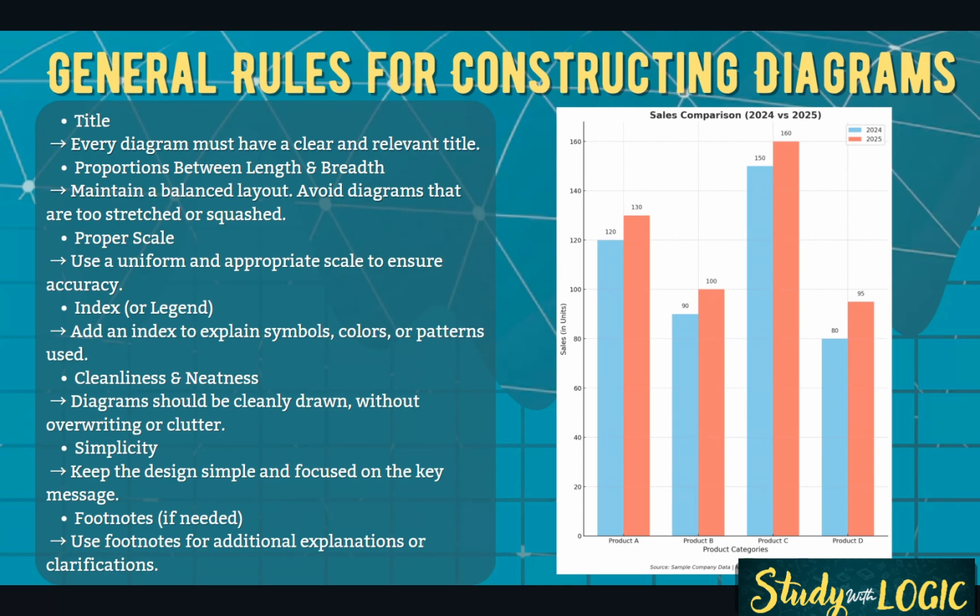The next one is index. An index should contain the various types of shades, colors, or lines used in the diagram. Index helps the reader in understanding the diagram. The next one is cleanliness and neatness. Diagrams must be drawn neatly and clearly to ensure easy understanding. The next one is simplicity. The diagram must be simple to understand.